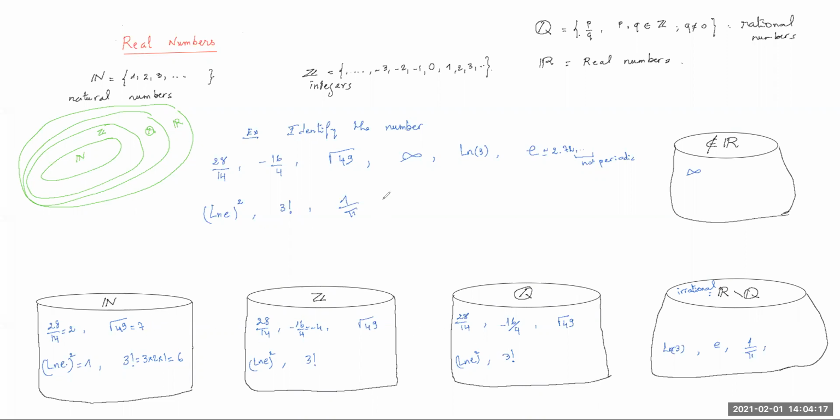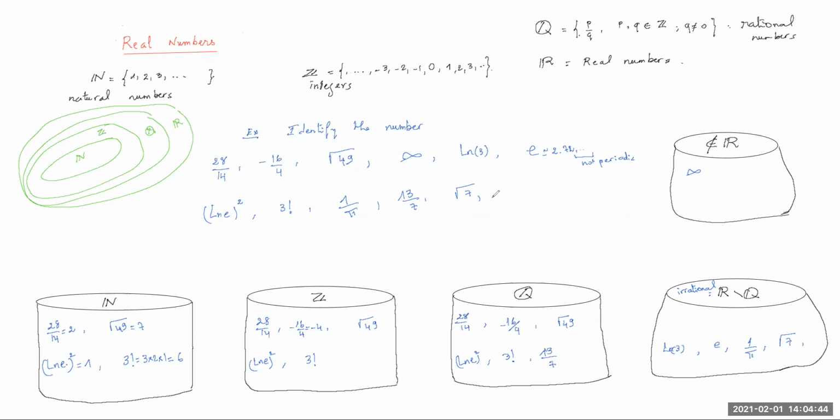What else? 13 over 7. This is not an integer, it's not a natural number, but it is a fraction, so it's a rational number, not irrational. Square root of 7, we cannot simplify it, so it's an irrational number.